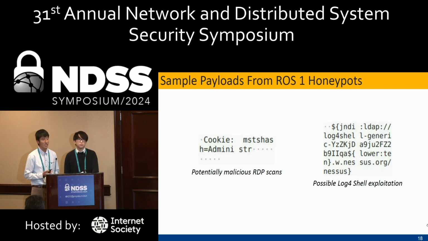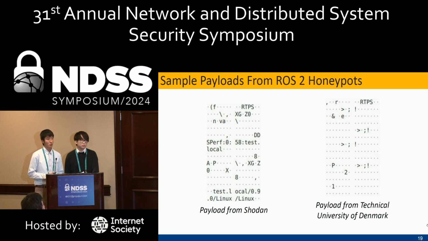can tell from the cookie MSTS hash parameter. And then the one on the right is a possible Log4Shell exploitation. As you can see, there's Log4Shell text in the payload text. And then for ROS2 honeypots, we received some example payloads as well.